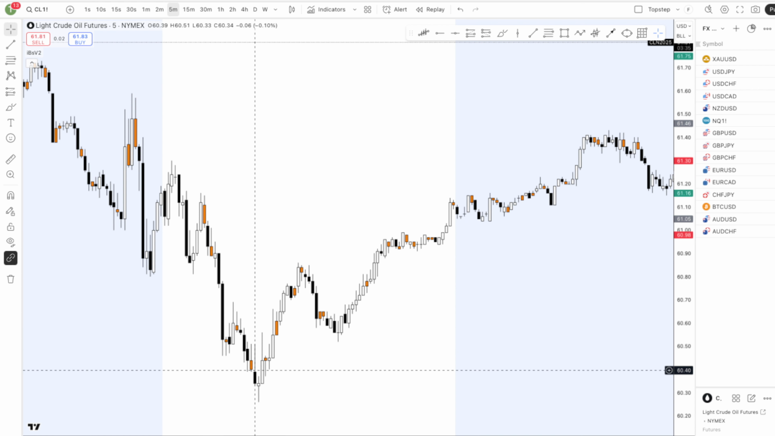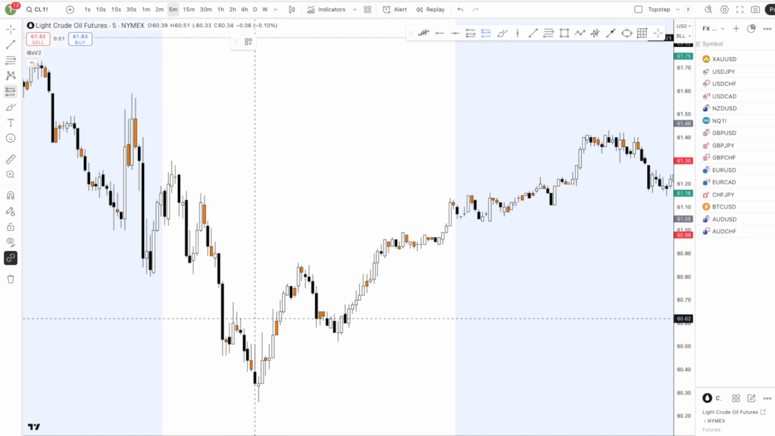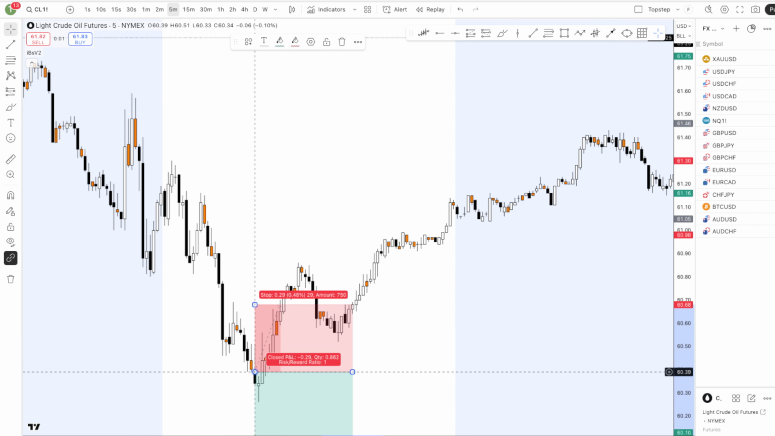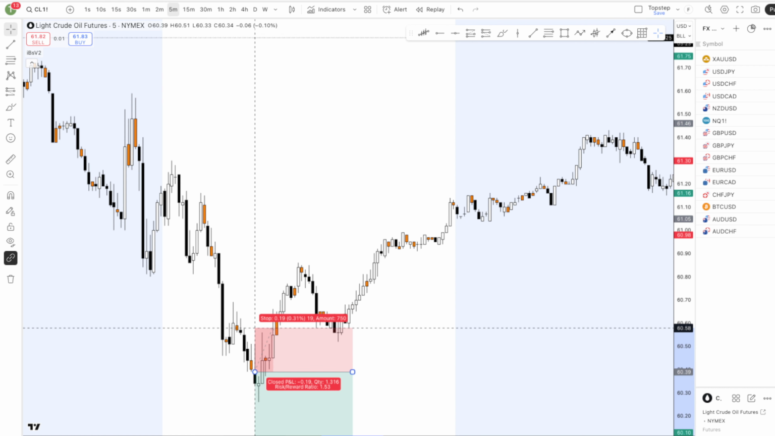As you can see, we could enter on this here. We've had a break of this structure here. We've got the inside bar. We put our limit order just below. The stop loss would be just above the high of that particular candle.